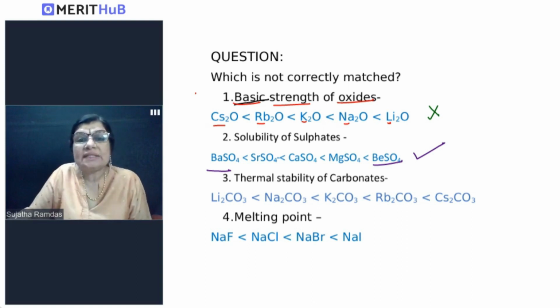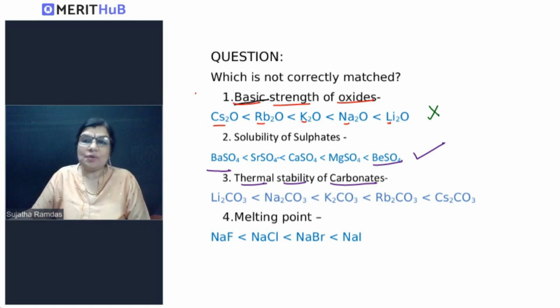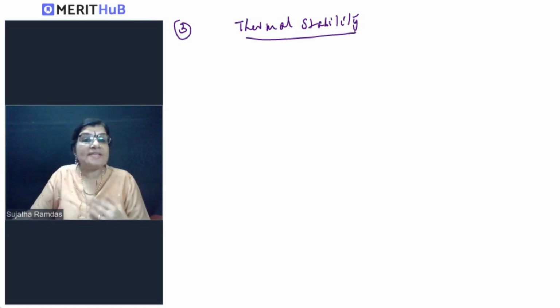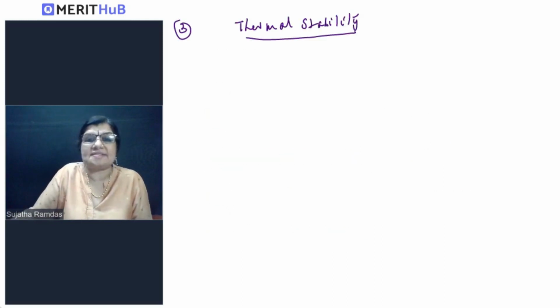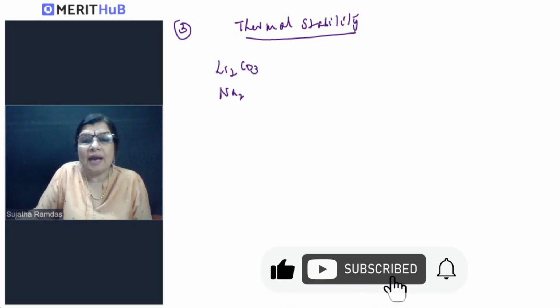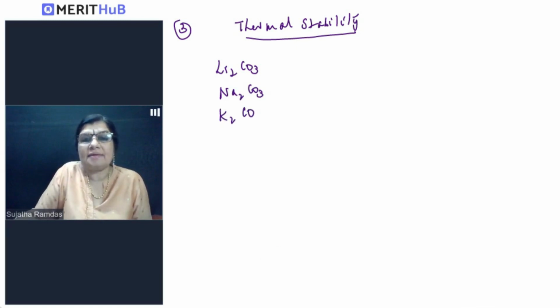Now let's move on to thermal stability of carbonates. Okay, so let's understand what are the determining factors. Thermal stability again depends upon how readily the ionic compound decomposes when temperature is increased. Now we have the group 1 metal carbonates. We have lithium carbonate, and then we have sodium carbonate, potassium carbonate, rubidium carbonate, and cesium carbonate.